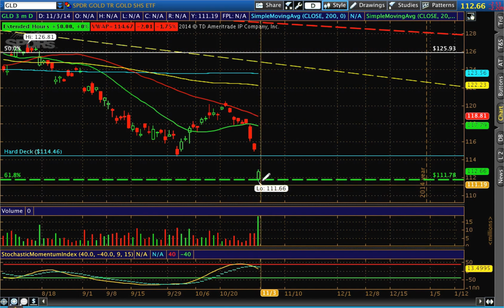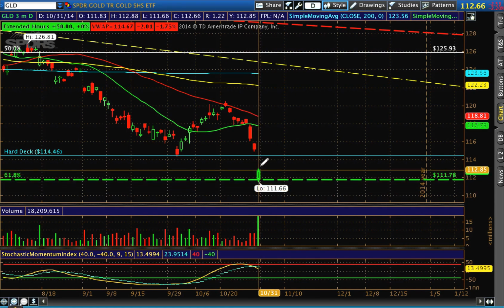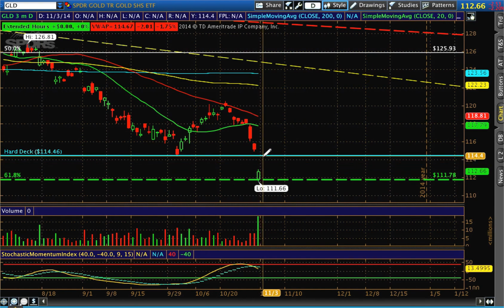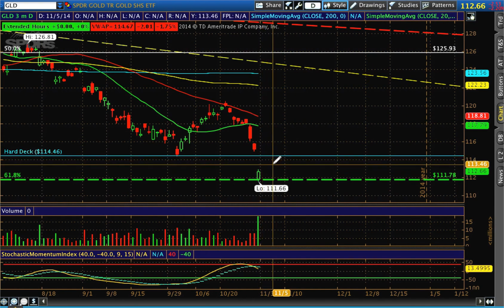So I'm setting alerts below this bar here for a short, and then above here for a continued rally for the gap fill, and then maybe flip back to short. So that's what I'm looking for this week in gold.